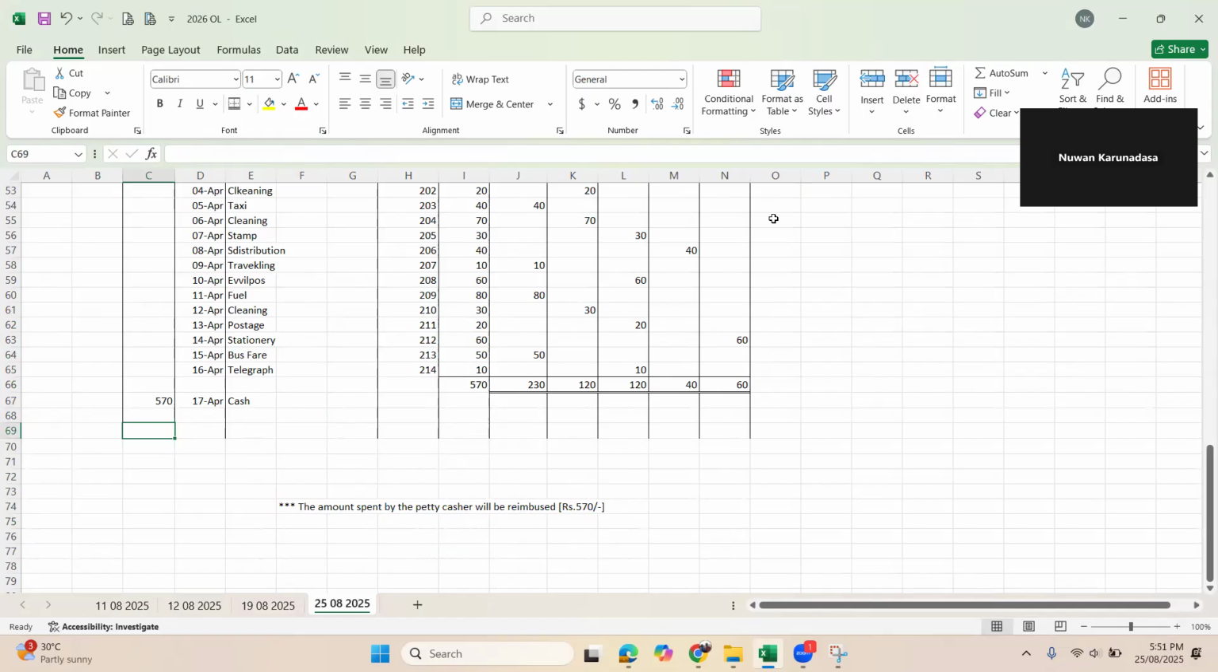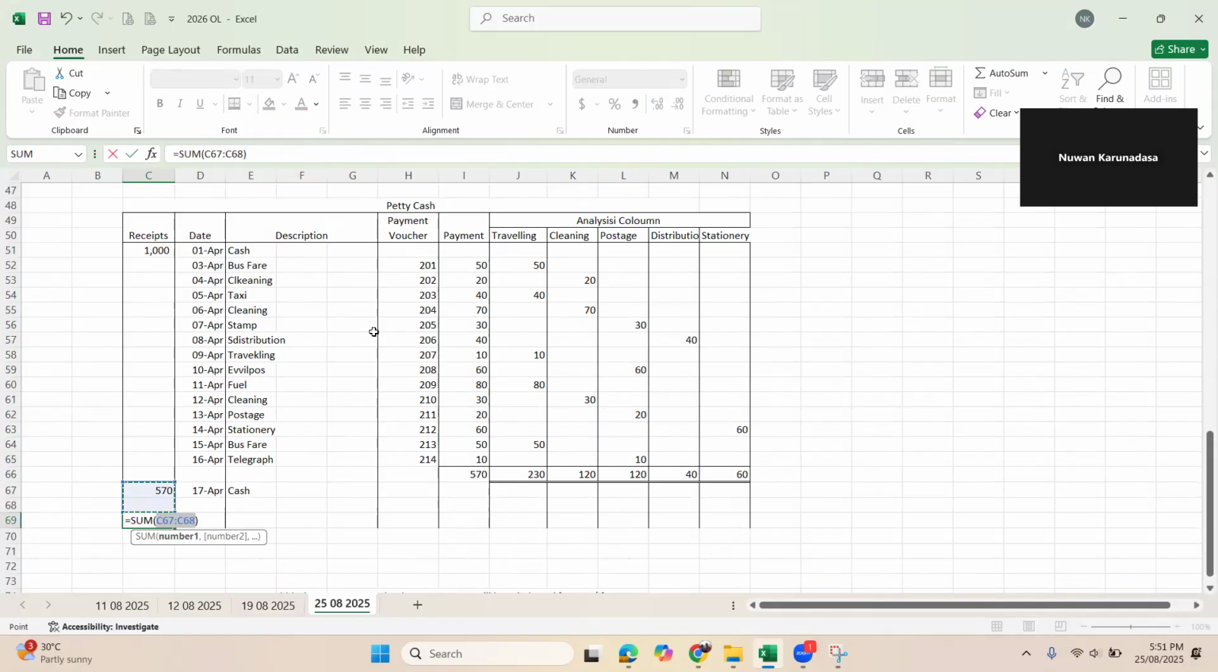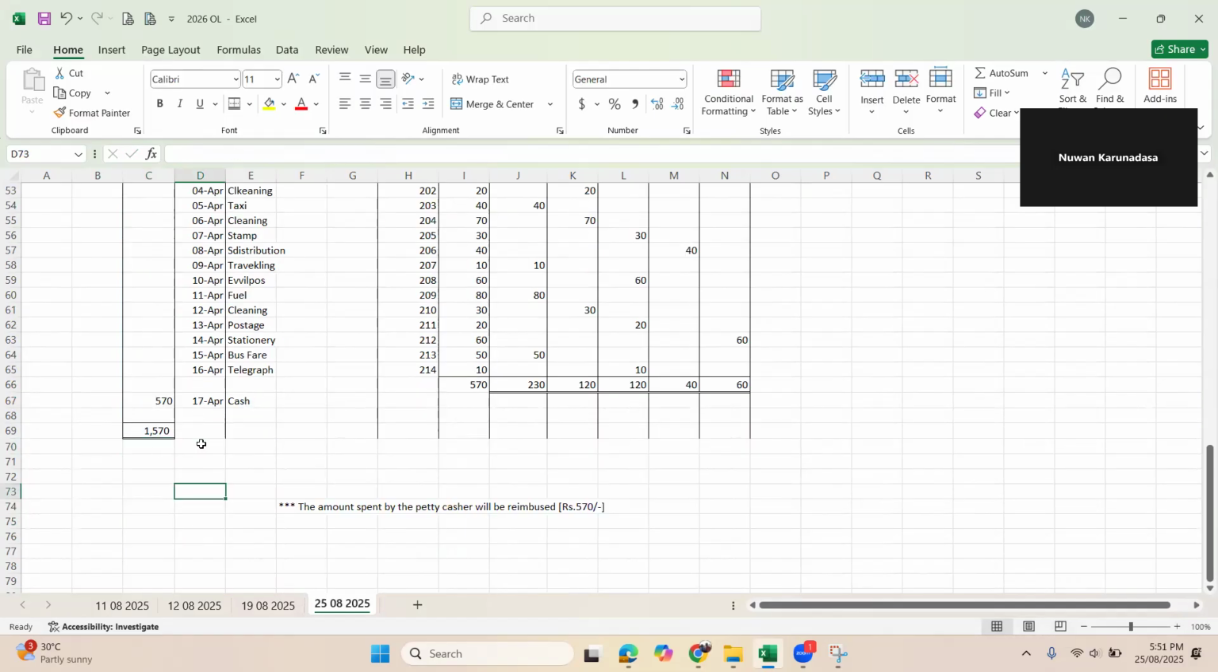Now we are having 570 plus cash in hand value will be again 1000. Altogether the total is 1570. You can take the same here. 1570 minus 570. The gap will be 17th April balance carried down. Now see, this is the format. You must learn it.